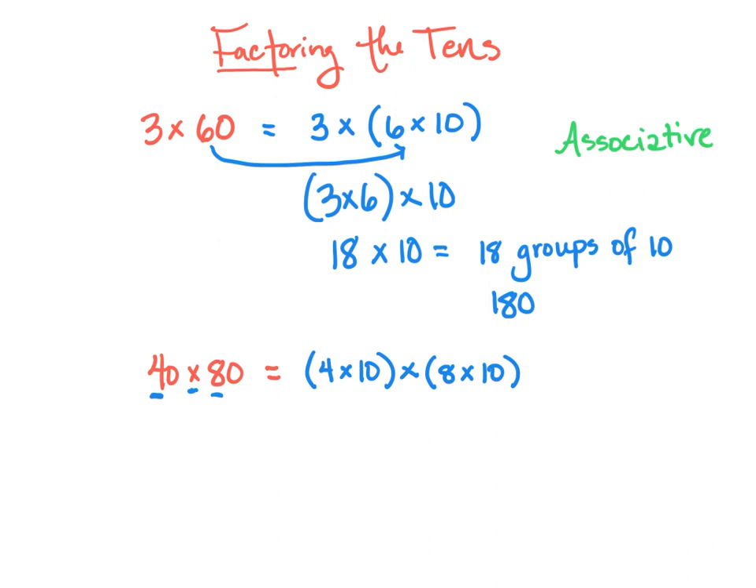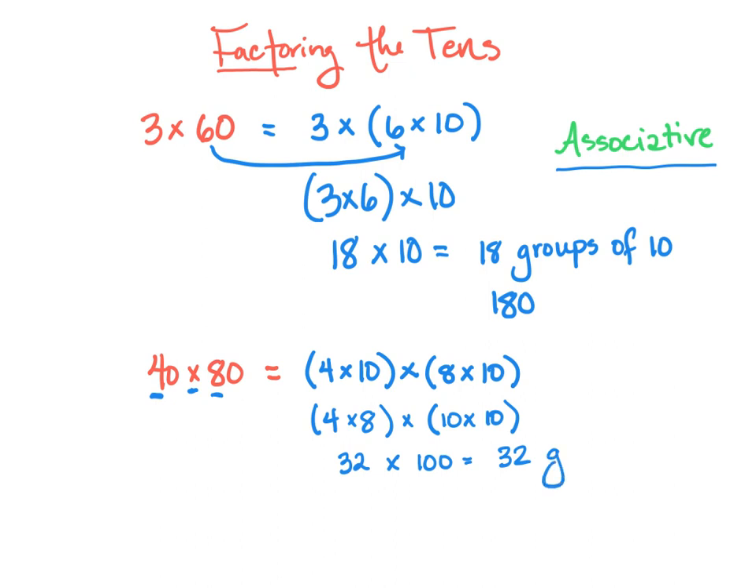Now I'm going to use the associative property and move numbers around so it's easy for me to multiply. I'll do 4 times 8 times, now I'm going to put my tens together, 10 times 10. Then I'll multiply 4 times 8, and I will get 32. Then I'll multiply 10 times 10 and get 100. So now I have 32 groups of 100, okay?